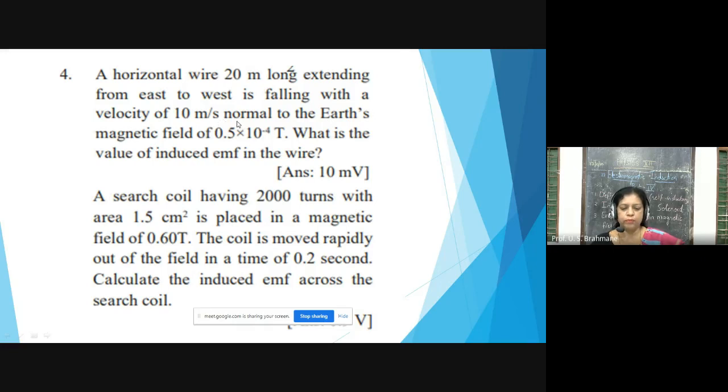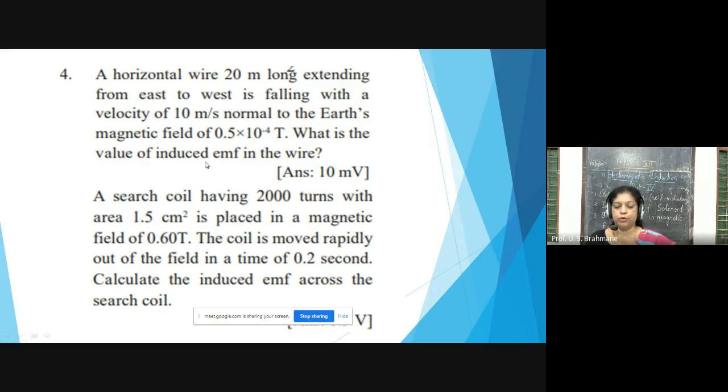This is the motional electromotive force, that is, the translation motion. The length of the wire is given as 20 m and the velocity is 10. So L is given, v is given, and B is given: B is 0.5 into 10 raised to minus 4 Tesla. So you write down what is given, and then what is the value of the induced EMF in the wire.